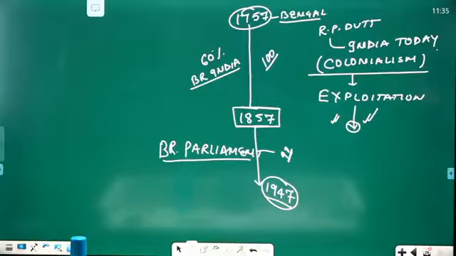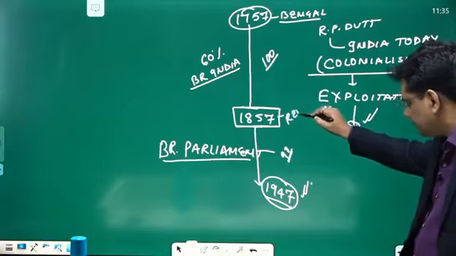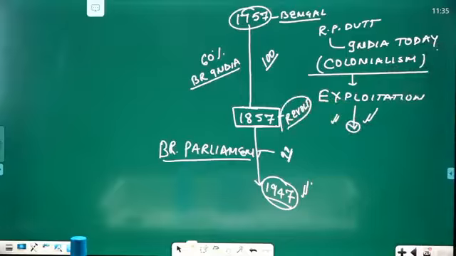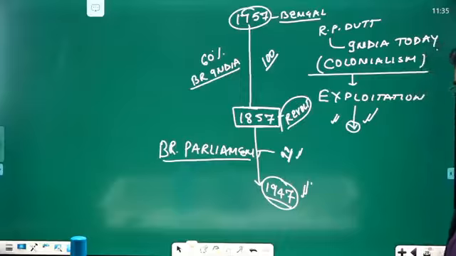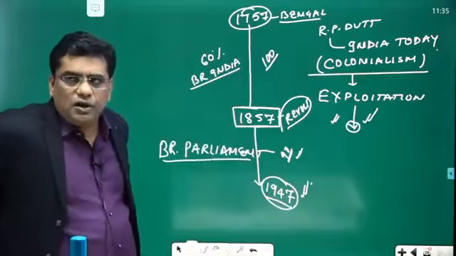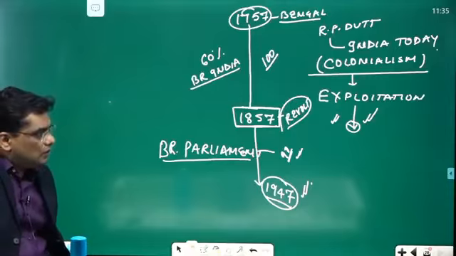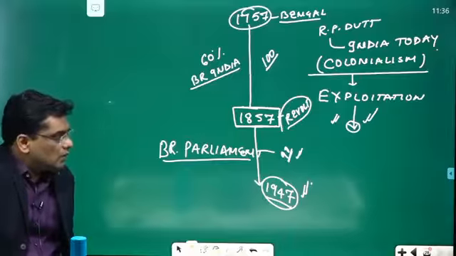So 1857 to 1947. When there was a massive revolt of 1857, the British East India Company was abolished and British Parliament took direct control over India. First, understand the timeline, then we'll come to the syllabus.